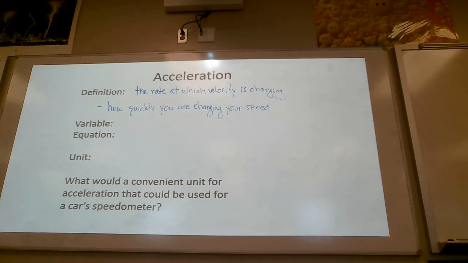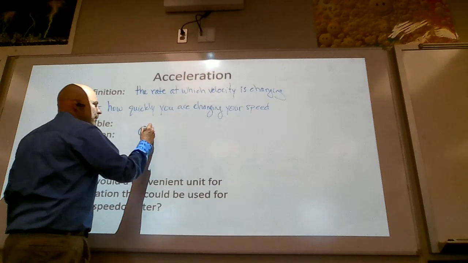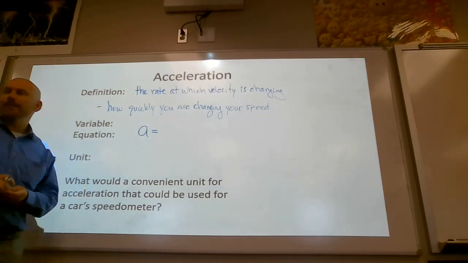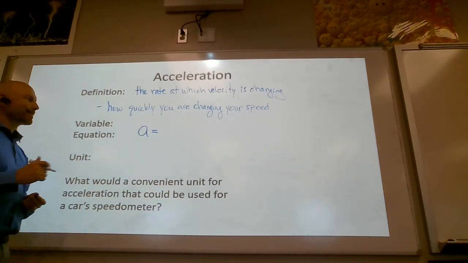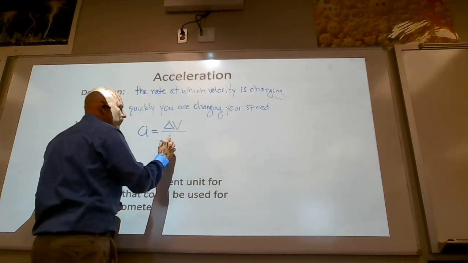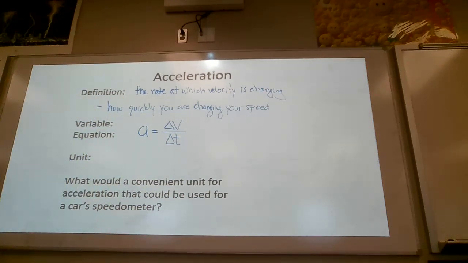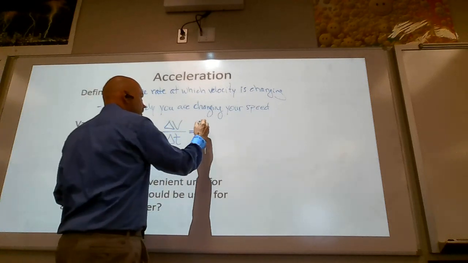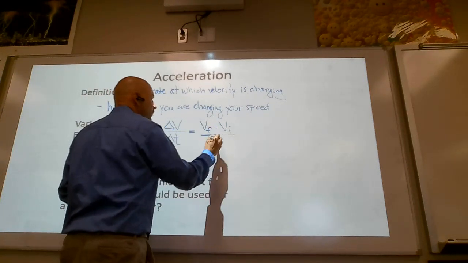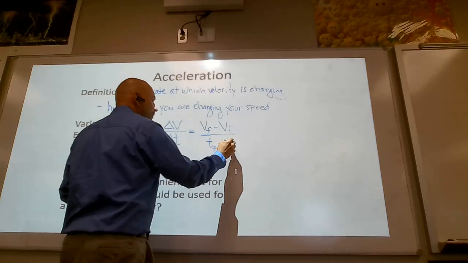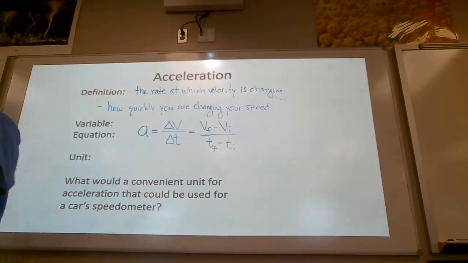Okay. The variable for acceleration is a lowercase a, and the equation is the change in velocity over change in clock reading or time interval, which can be expanded to: change in velocity is final velocity minus initial velocity, over final clock reading minus initial clock reading. Good with that?